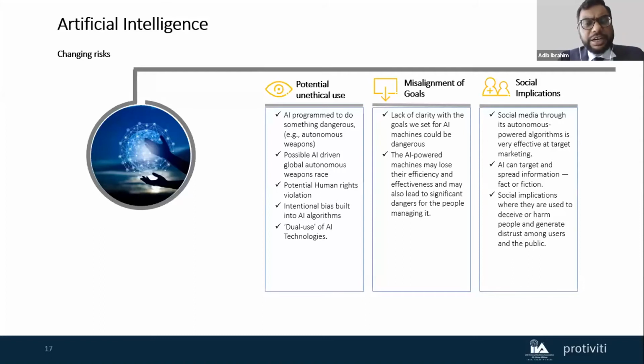The other area is the unethical use of AI. Now, AI can be used in dual ways. You have risks such as weaponization of AI as well, and there could also be violation of rights, human rights, human-robot rights, and so on. So the risks particularly related to artificial intelligence are potential unethical uses, misalignment of goals, and the social implications.